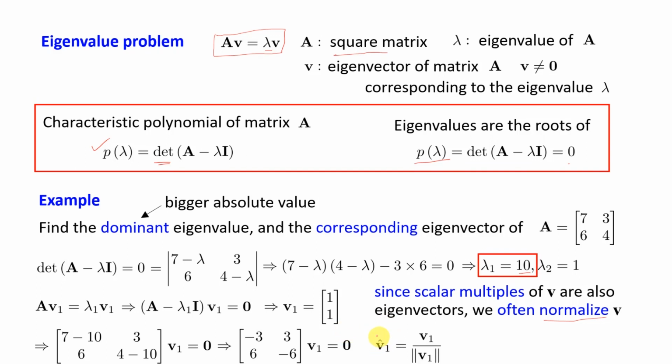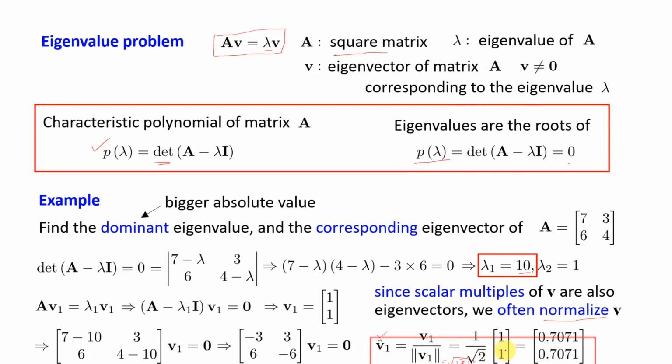So this hat sign is indicating the normalized vector. This normalized vector is v1 divided by norm of v1, and norm of v1 is equal to root over 1 squared plus 1 squared, so root 2, which means this will be 1 by root 2 times the vector (1, 1). So this gives us 0.707, 0.707 as our eigenvector.